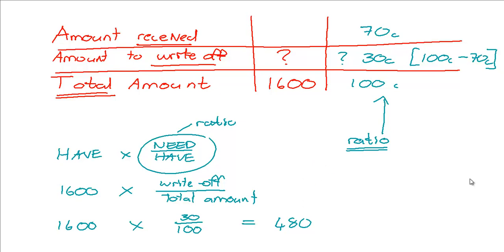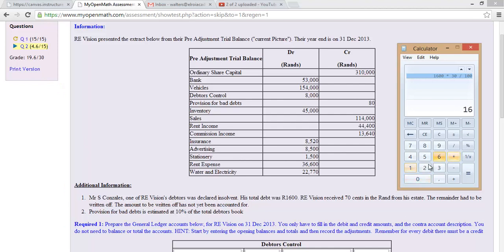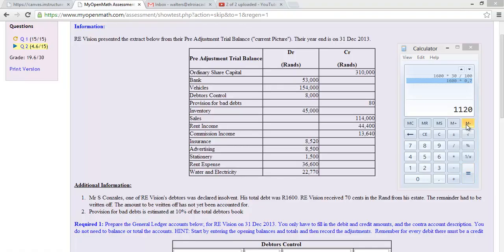Alternatively, you could have calculated the amount received, which would be, if we did that, we would have said 1,600 times 70 cents over 100 cents. This is if we're calculating the amount received. That would then give me 1,600 times 0.7, which is equal to 1120.